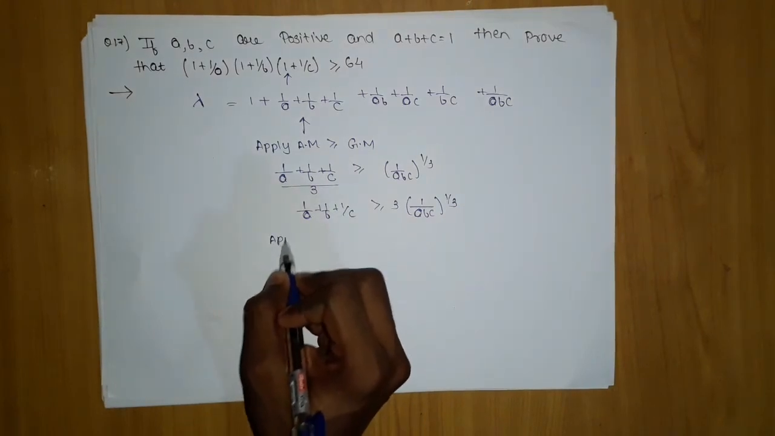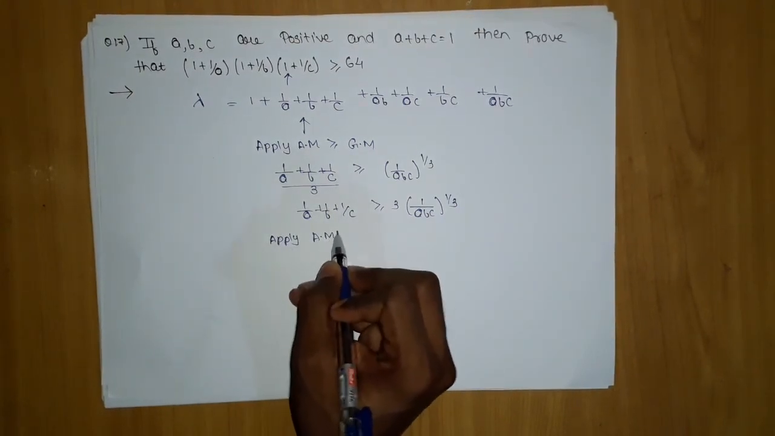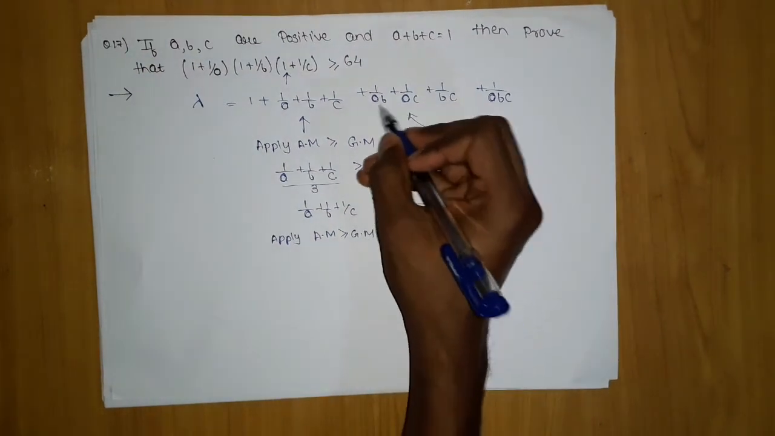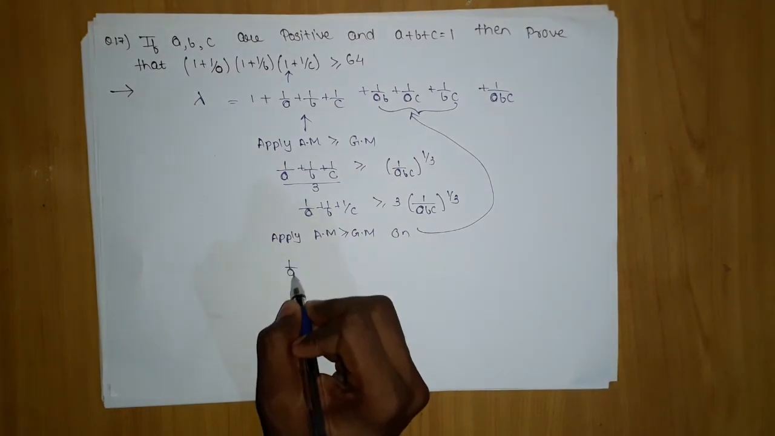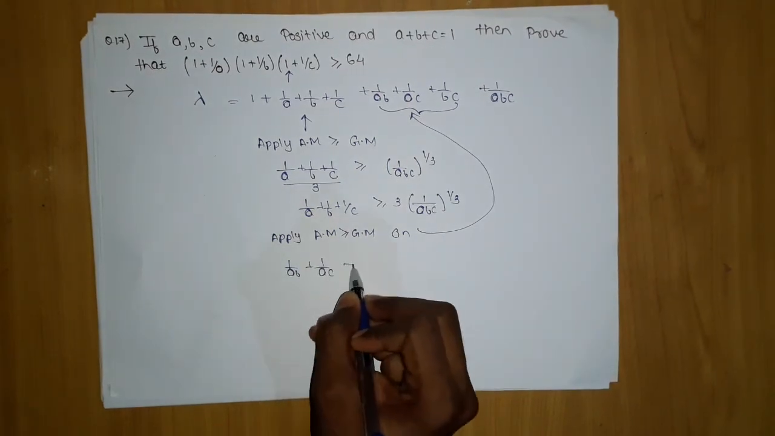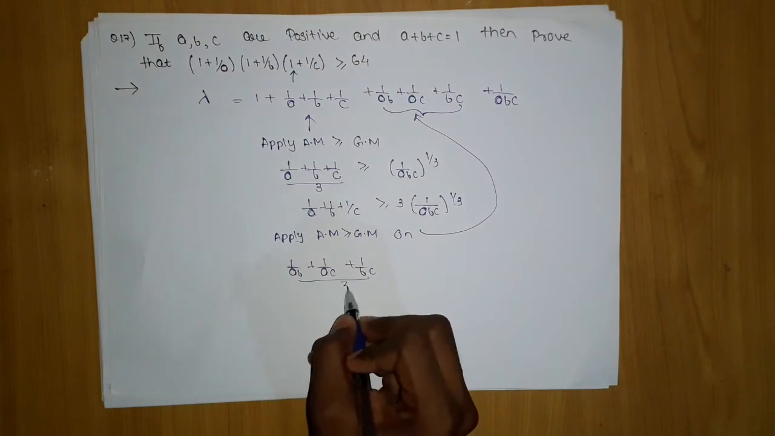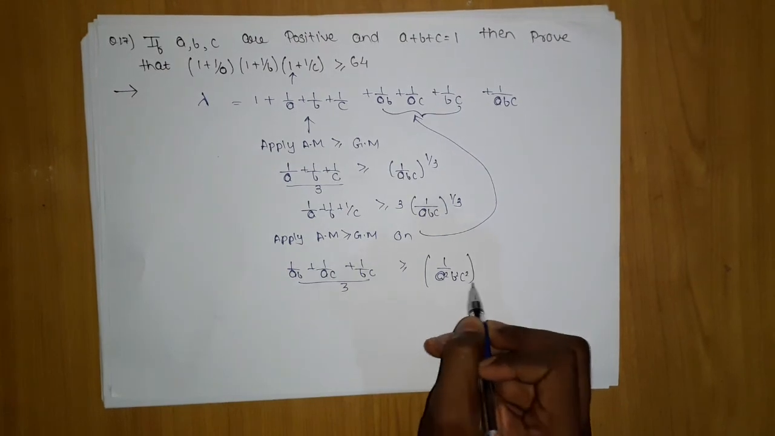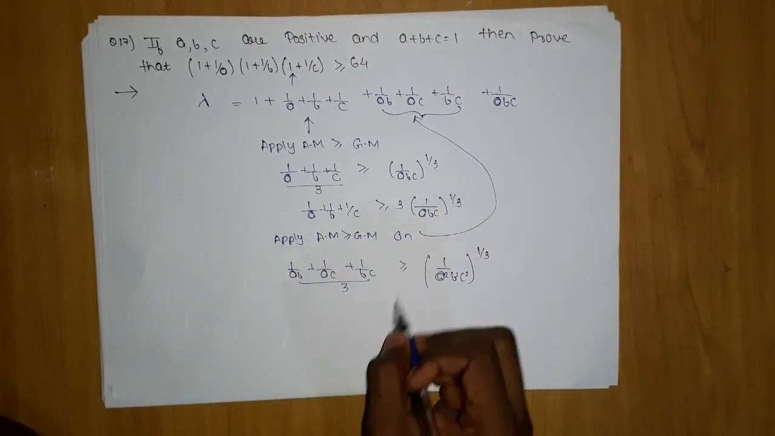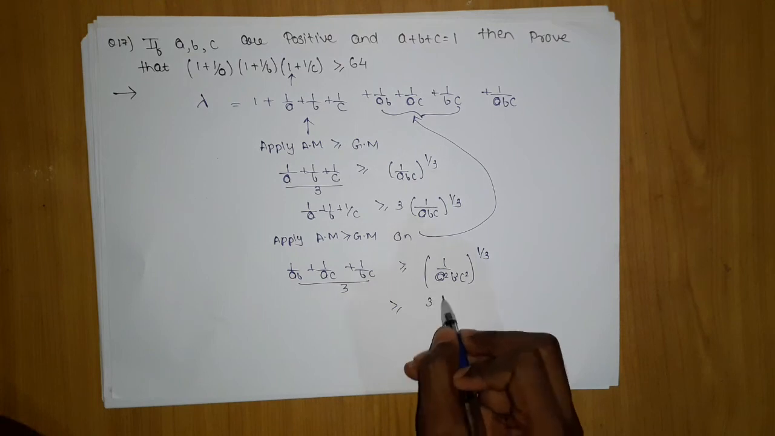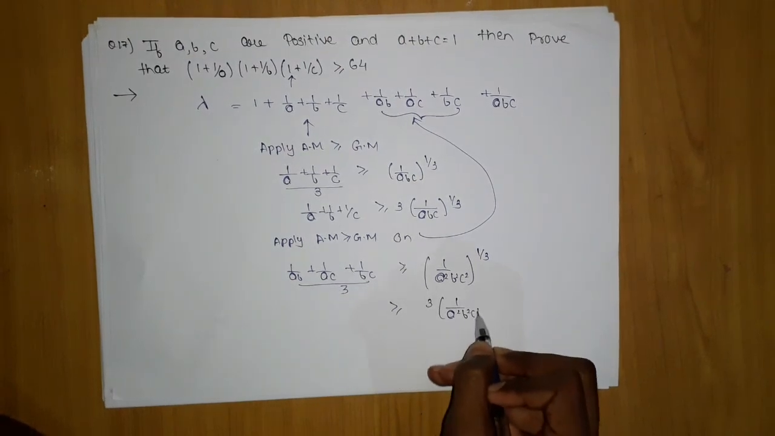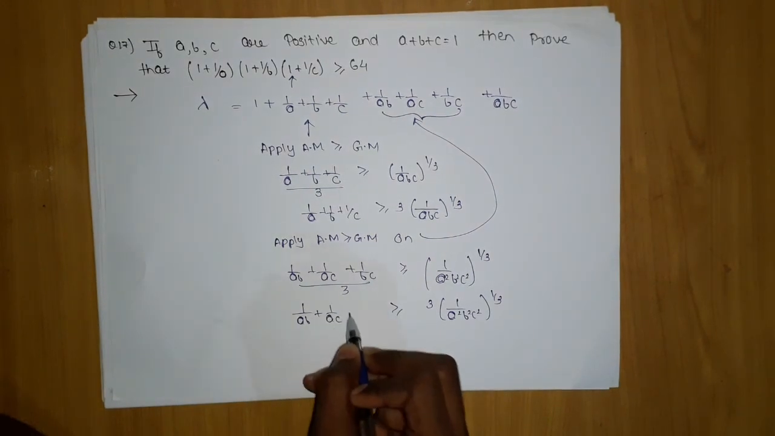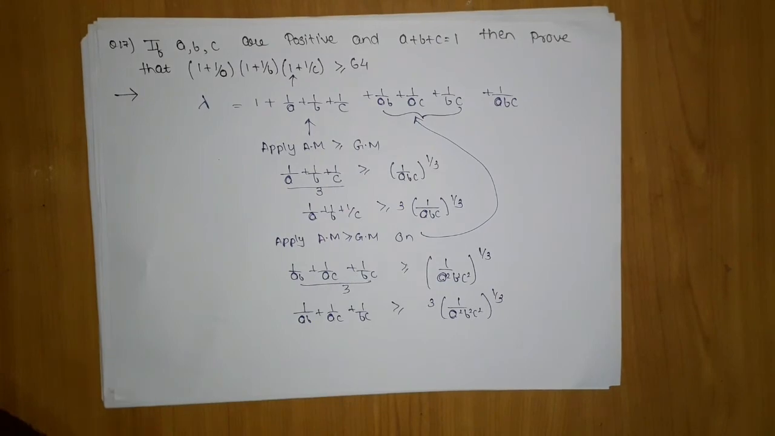Similarly, apply AM greater than or equal to GM on these three terms: (1 upon AB plus 1 upon AC plus 1 upon BC) by 3 is greater than or equal to (1 upon A square B square C square) power 1 by 3. Again we will move it that side, which will give me 3 into (1 upon A square B square C square) power 1 by 3. This is 1 upon AB plus 1 upon AC plus 1 upon BC. So we got this sum value.